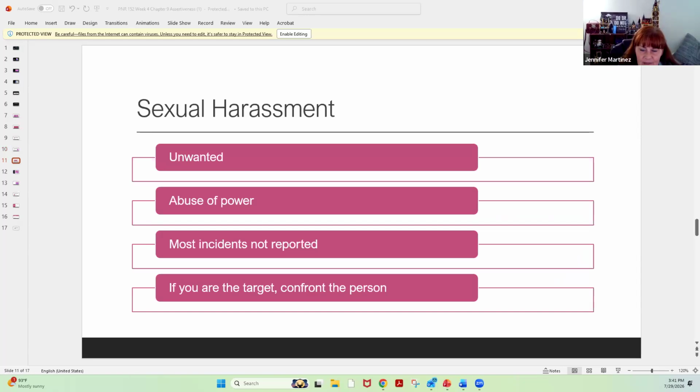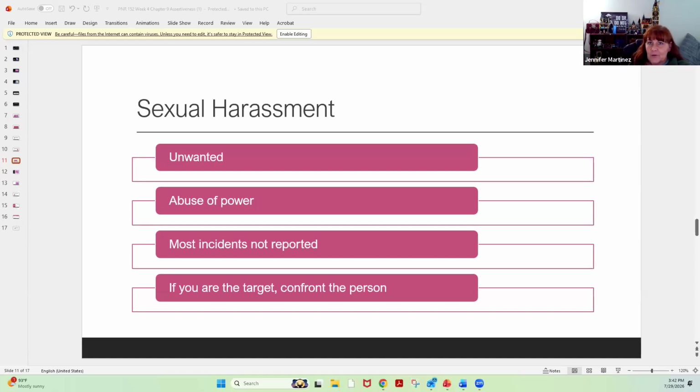Sexual harassment. Who'd have thought? It can happen in any type of environment. But sexual harassment is about abuse of power. It's not about sex, it's not about passion or love or anything. It is strictly abuse of power, and it's unwanted. Unfortunately, most incidents of sexual harassment are not reported. So this is any unwanted sexual advances or other physical or verbal conduct of a sexual nature.